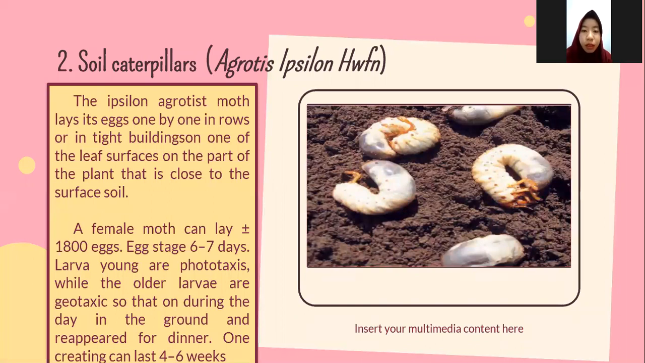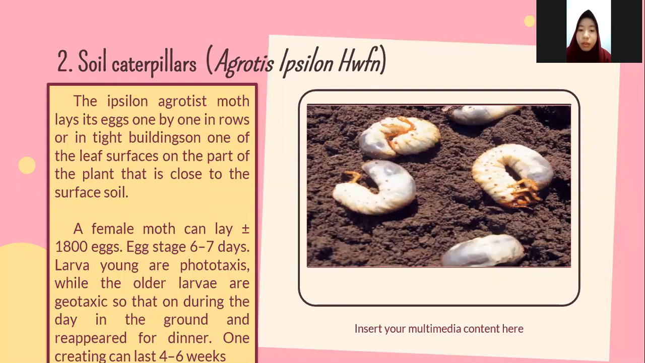Number 2, soil caterpillar or Agrotis epsilon. The Agrotis epsilon moth lays its eggs one by one in rows or in thick clusters on the soil. One of the leaves survives on the part of the plant that is close to the soil surface. A female moth can lay 1,800 eggs. Egg stage is 6 to 7 days.